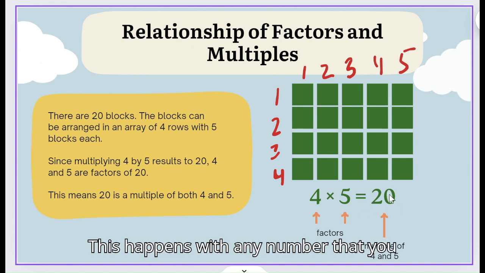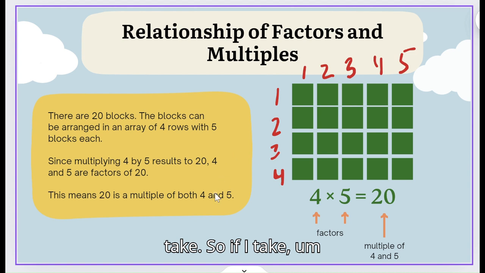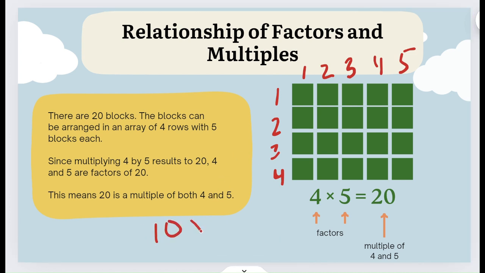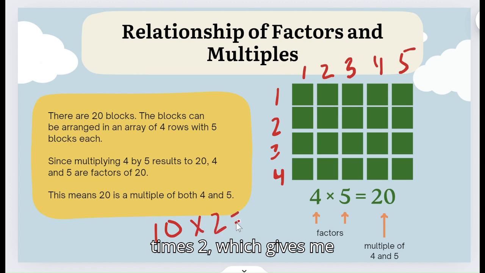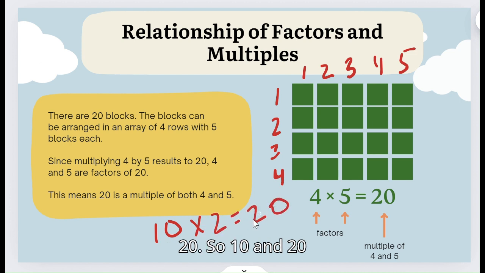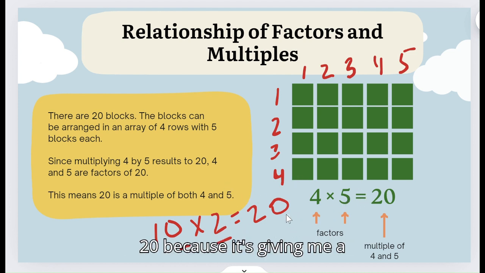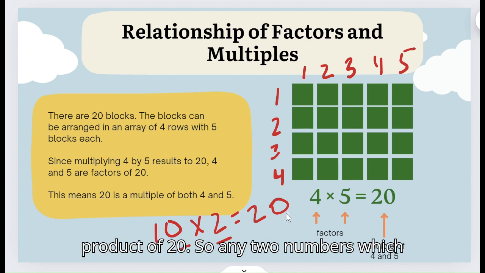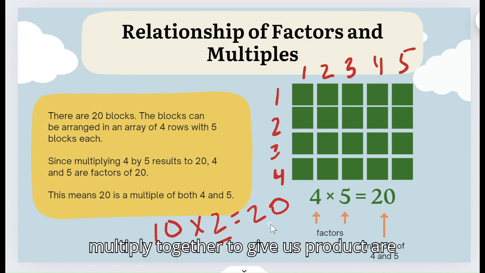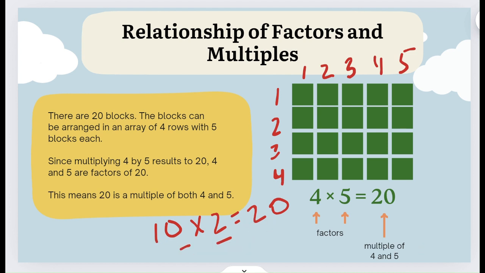And this happens with any number that you take. So if I take 10 times 2, which gives me 20, 10 and 2 will also be the factors of 20 because it's giving me a product of 20. So any two numbers which multiply together to give us a product are the factors of that product.